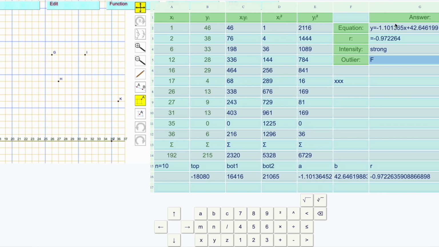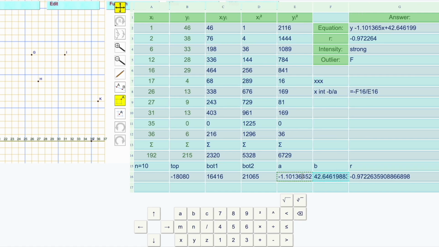Then we need to graph this. We have the B value, and I'm just going to find the x-intercept, which is negative B over A. That gives us 38.72. We need to keep these two numbers in mind. The y-intercept is 42.64. The x-intercept is 38.72.